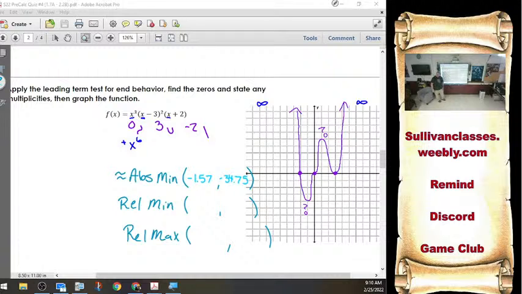My relative maximum. How high does it go? 1.96. 32.36. And oh, I just wrote that in the wrong spot. Never mind.